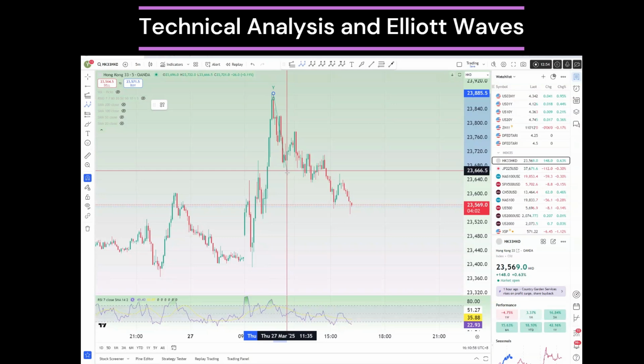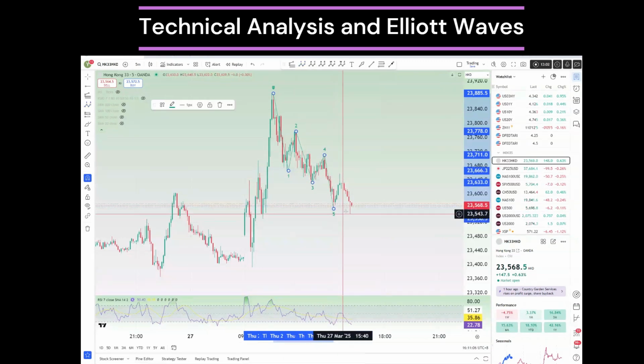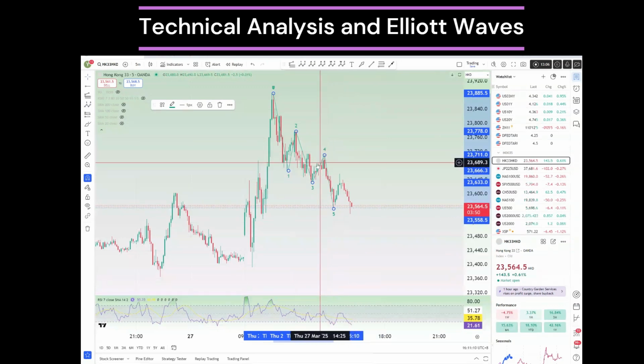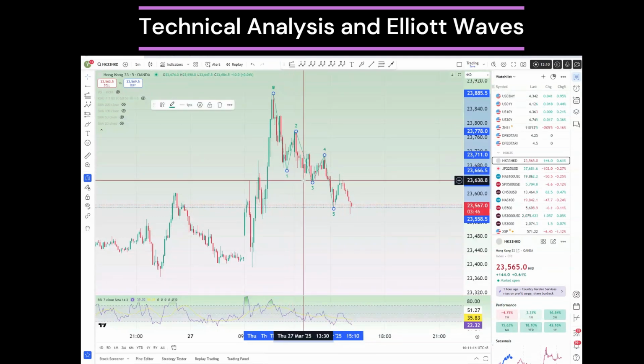Okay, so how to count this wave? Naturally, this is wave one, wave two, right? Wave three, wave four, and wave five. Now let me explain this first. The problem with this count is that it looks like it's more three wave down than it is five wave down, right?